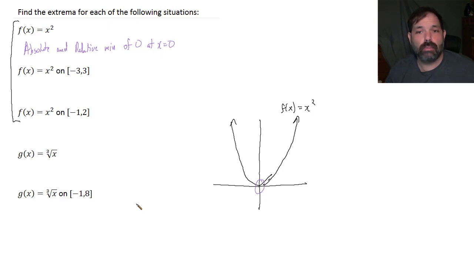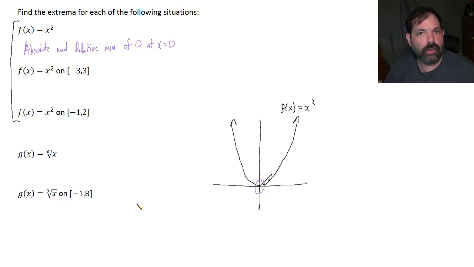But that's it. There would be no maximums to this function, because if we look at the entire domain of the function, as we move far to the left or far to the right, the function continues moving upward, right, to infinity. There are no absolute or relative maximums to this function.